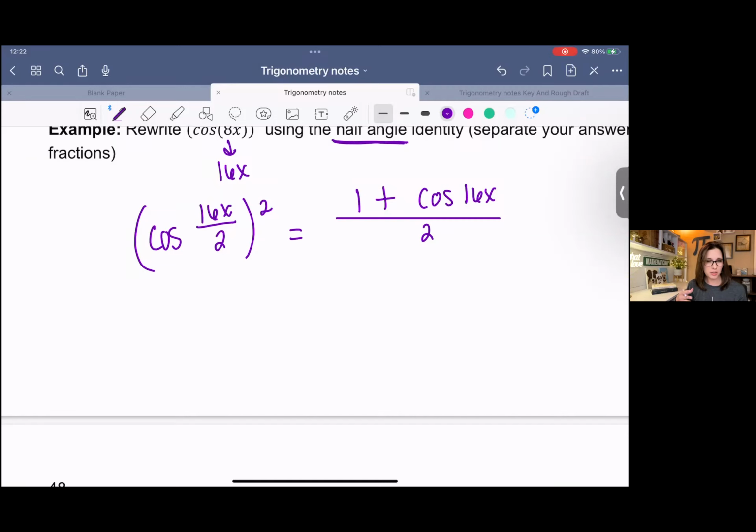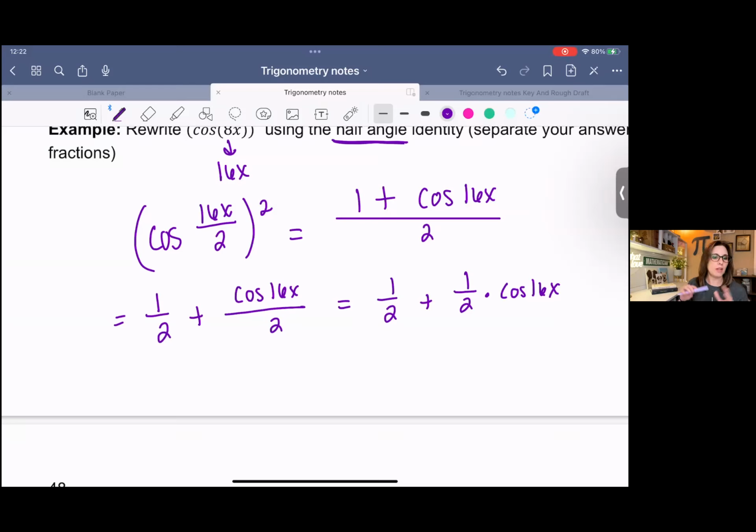And we can't really do cosine 16x. We're just going to leave it as cosine 16x because I don't have what x equals, so we're just going to leave it. You can write it this way, or you can split it up into two fractions. 1/2 plus cosine 16x over 2, or even more, 1/2 plus 1/2 times cosine 16x. So you won't end up with a nice, neat answer like we did in the previous examples. You will have that 16x in your answer, but that's okay. That's just what it looks like.